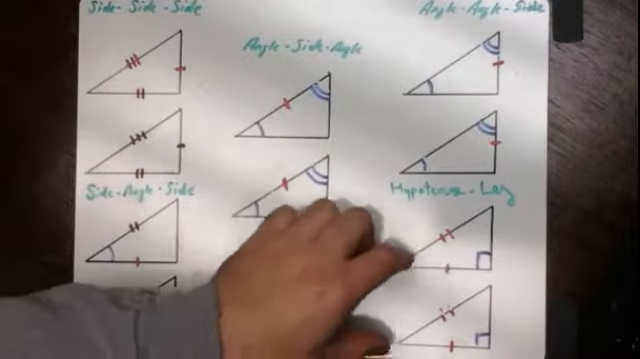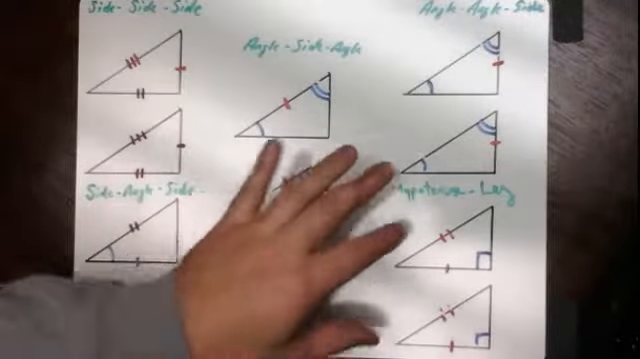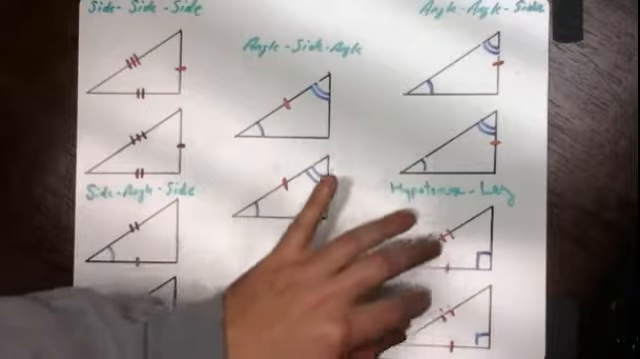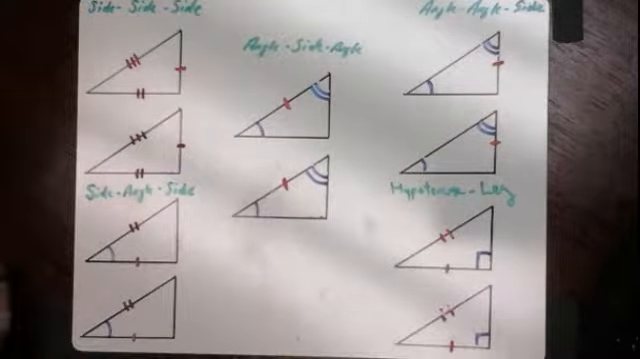In this case, it's only useful for a right triangle, and it's when we have a hypotenuse and a leg that are congruent, but we also have to have a right angle present. Okay, let's take a look at what perpendicular means.